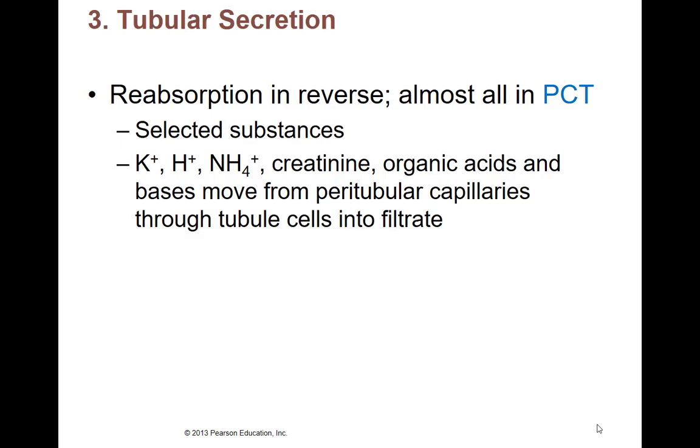Our third step, tubular secretion, is reabsorption in reverse. Instead of pulling everything out of the proximal convoluted tubule, the loop of Henle, the distal convoluted tubule, or the collecting duct, we are now going to put stuff into those particular regions. Now, all the different parts, if I can draw. Now, most of secretion happens in the proximal convoluted tubule.